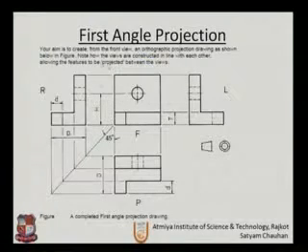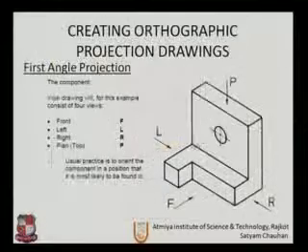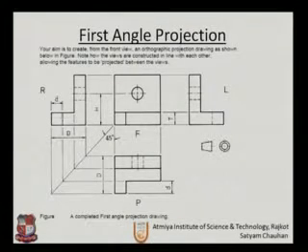And if we are drawing in first angle projection of the same object, this will be the front view, this will be the left view, but as we are drawing in first angle, it will be on the right side, and the right hand side view will be on the left side. And by extending this projection, we have to draw this line as a hidden line.